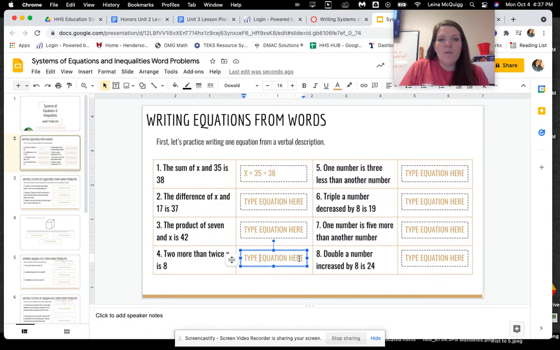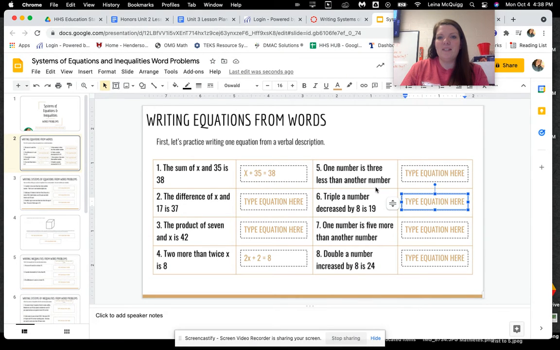So 2 more than twice x is 8. 2 more than is an addition word, so that means we're adding. Twice x means that we're doing 2x. 2 more means plus 2 from that. Is means equals 8. So that statement means 2x plus 2 equals 8. Let's see, which other one do I want to work?